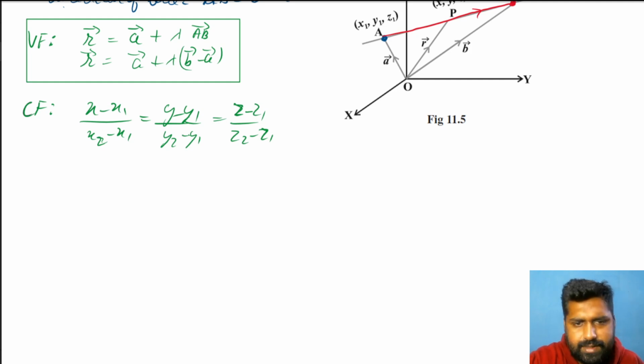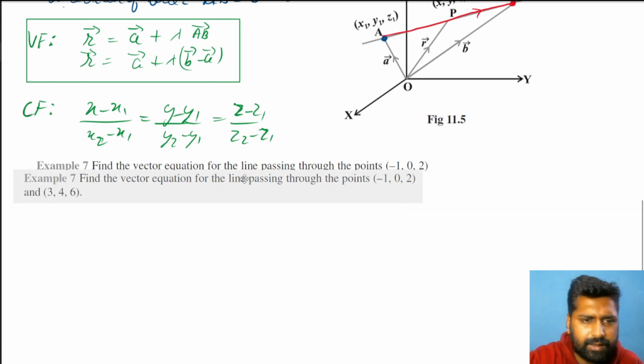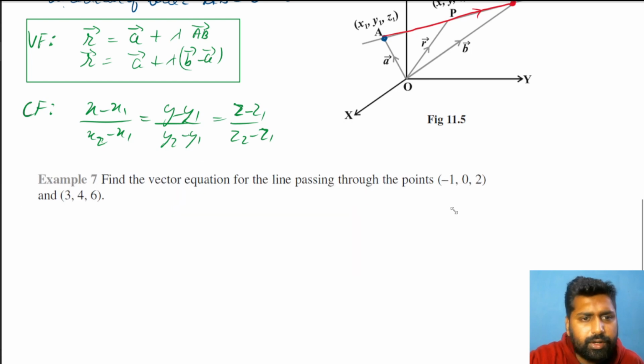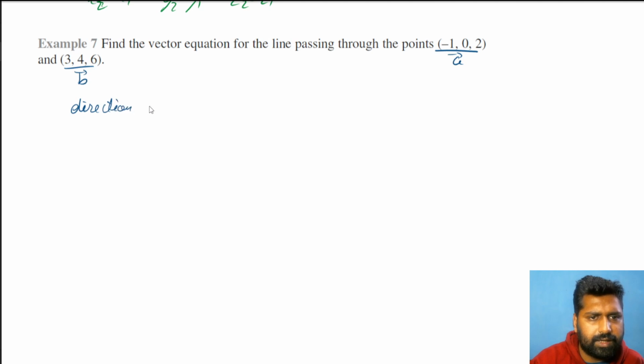The question says to find only the vector form, but I'll find both vector and Cartesian form. I'll not use this format, rather I'll convert vector form to Cartesian. This is our A point, this is our B point. Let's calculate first of all the direction of the line. That's the AB vector, basically your B vector minus A vector.